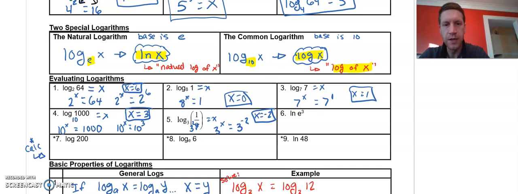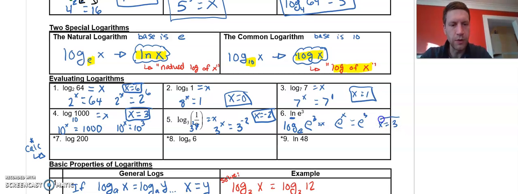So for number 6, remember, anytime you have ln, that's log base e, right? So this part is log base e. Now I have another e because it's inside the log, right, of e to the third. So again, I'm going to do drop and swap. So e is equal to x. E to the x is equal to e to the third. I have the same base, so I can say x is equal to 3, and we're done.